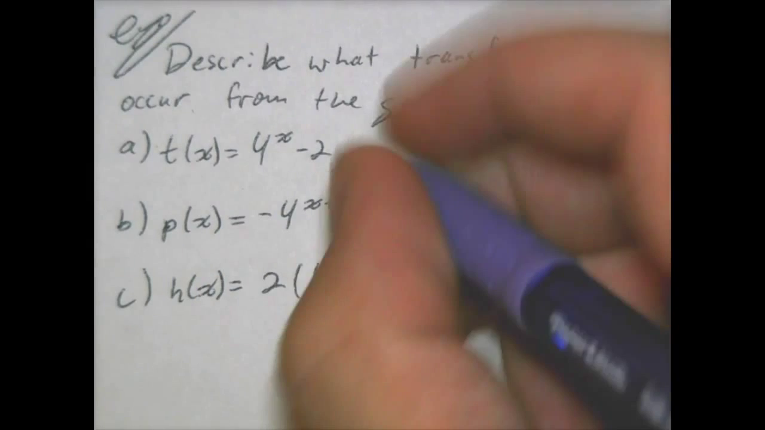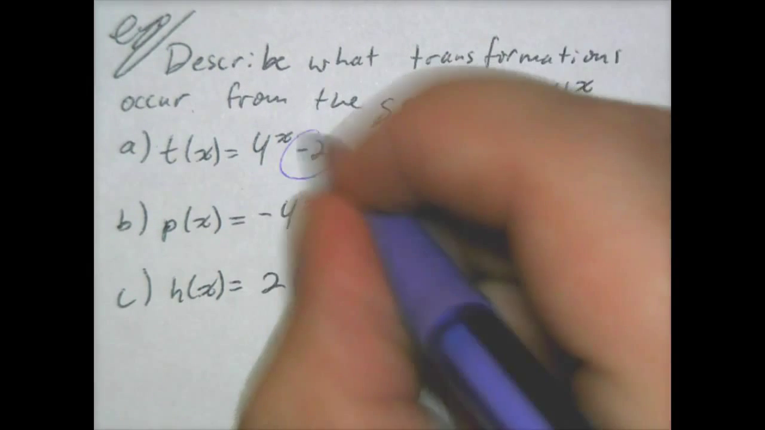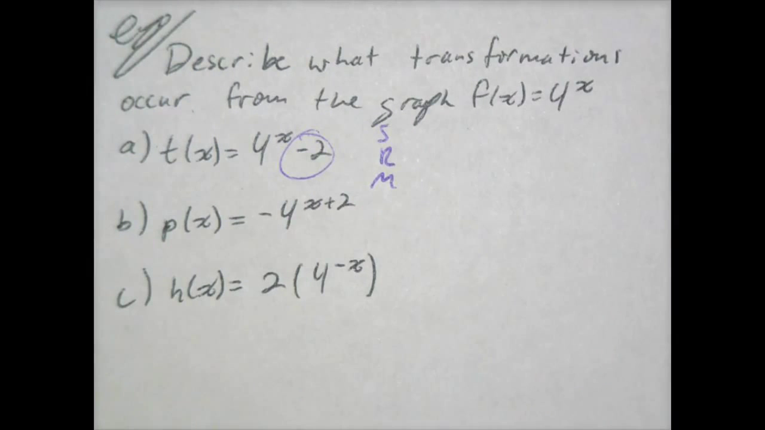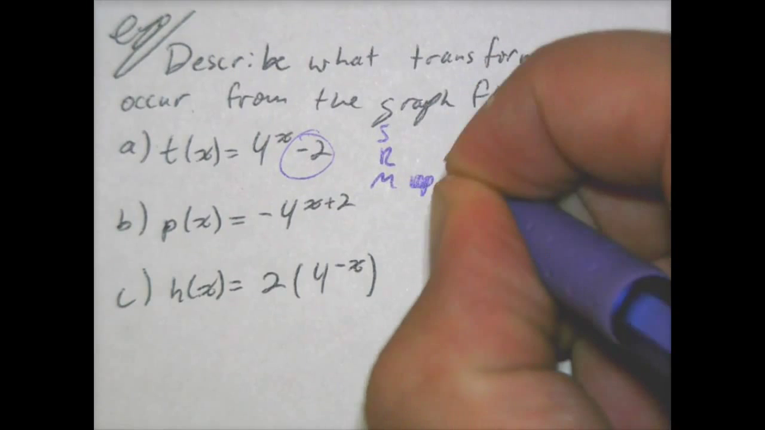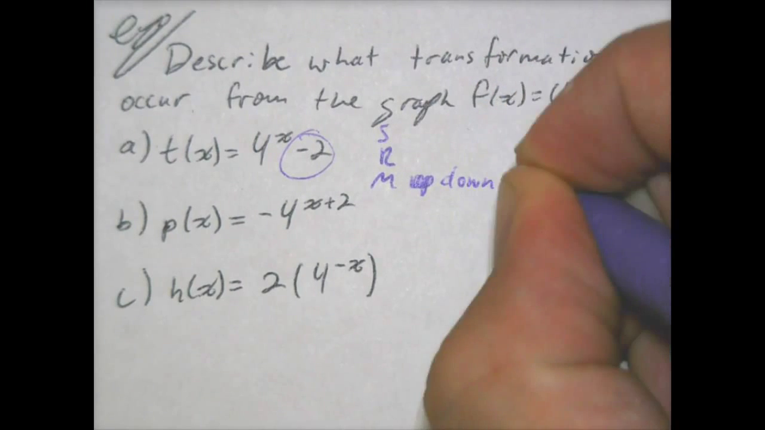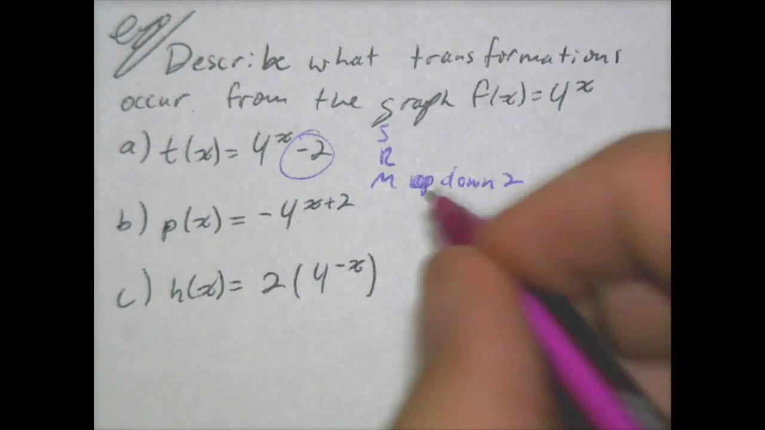So for this one, if I do stretch, reflect, move, the only thing I have is the -2. It is not with the x, so it is going to move it in the y direction. So I can say that this is moving it down 2. Ignore the fact that I just wrote out. I said down 2. Down 2.